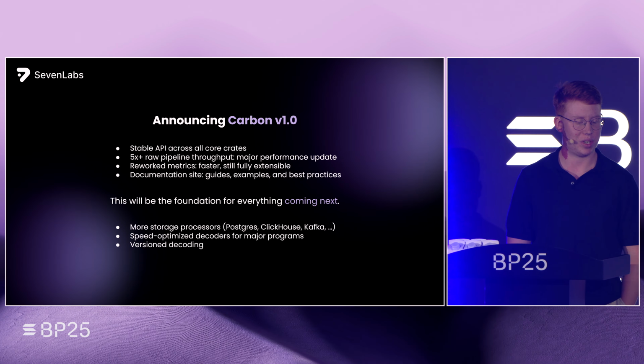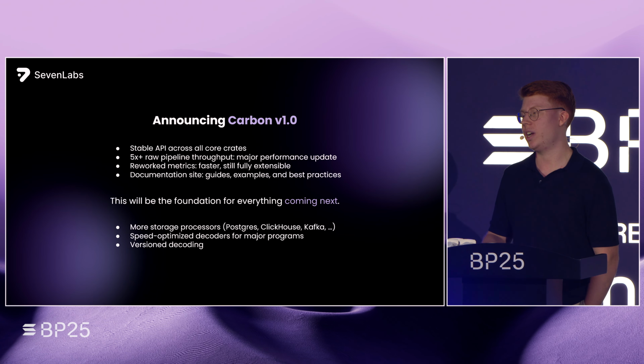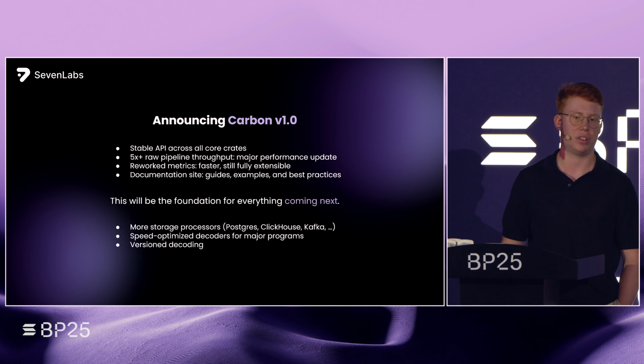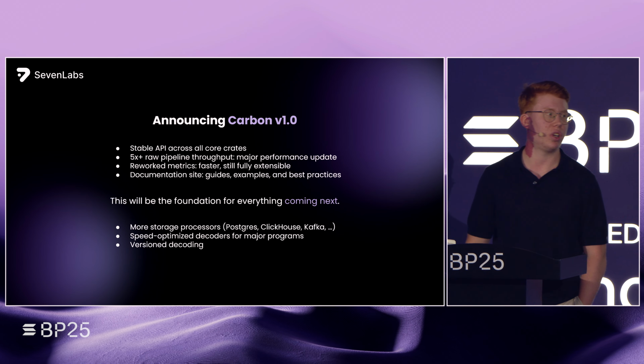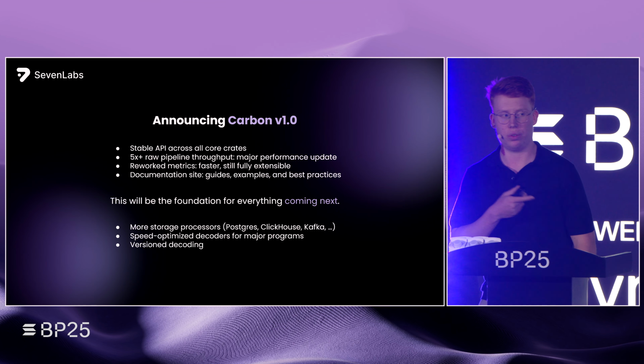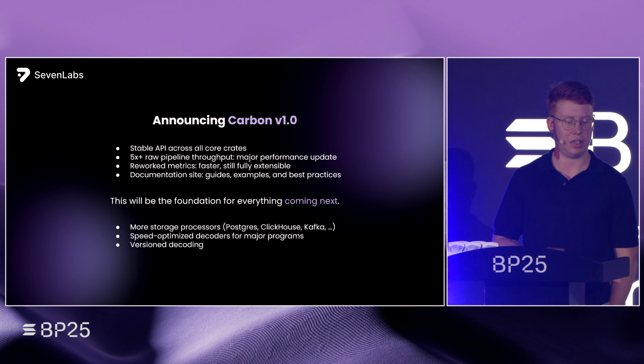We're going to finally follow semantic versioning. We've had a performance update with more than 5x in raw pipeline throughput, which is huge for historical backfilling, because you're able to have a Jetstreamer data source and have around 100K TPS flowing through your pipeline that you then just decode and index. So it's very quick to do historical backfills with V1 now.